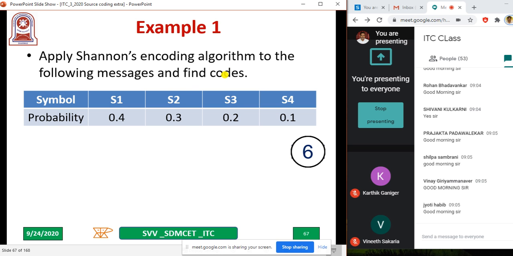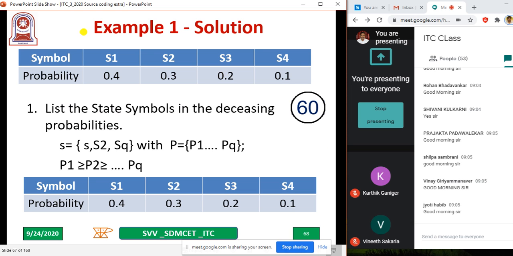So let us go to the next slide. We'll see it step by step and try to solve this example. First step, don't copy the first step, all of you have it in your notebook. List the symbols in descending order of probability. Now it is already in descending order, so there is no need to arrange. Sir, if it is not in descending order? Then simply arrange them in descending order. In that case you have to change the symbols also.